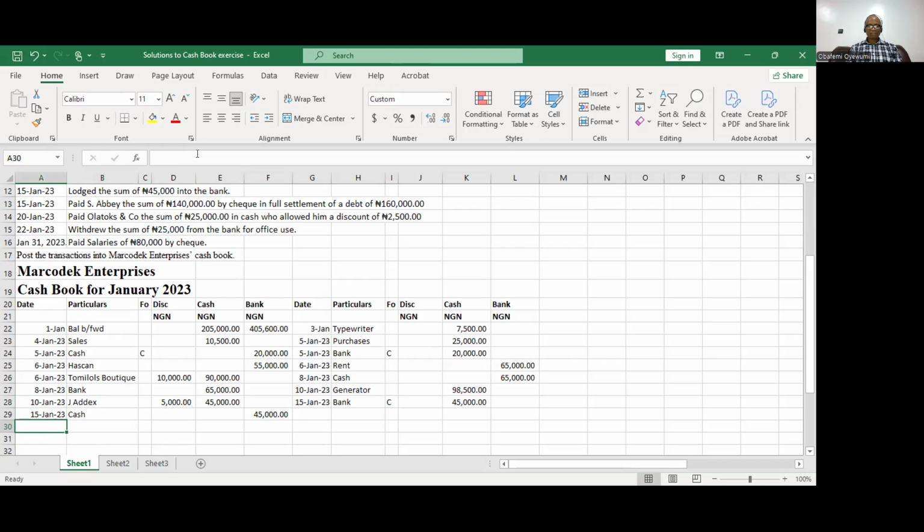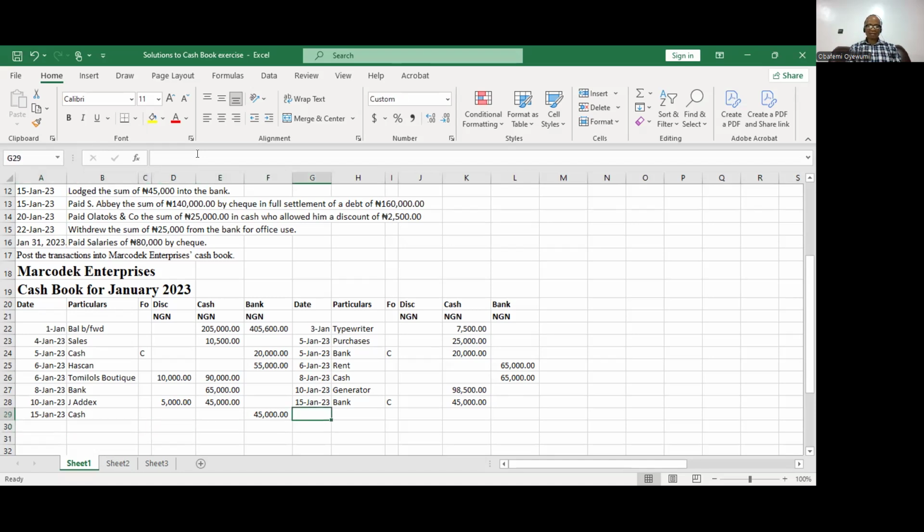On the same 15th, paid SRB the sum of 140,000 by check in full settlement of a debt of 160. What took place here? I believe you have a good understanding of this. How much was the debt? 160,000. But how much did the company pay? They paid SRB 140. So that means a check of 140,000, the difference of 20,000 must have been received as what? As discount.